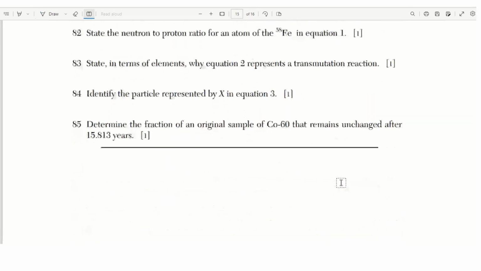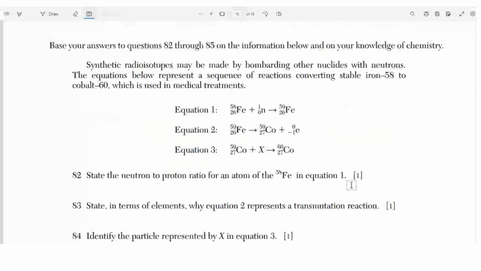All right, this is it. Last question. Again, skip the reading, go down here. State the neutron to proton ratio for an atom of the 58 iron isotope in equation 1. Okay, so neutron to proton. So how many protons are in this one? Well, it says 26, right?